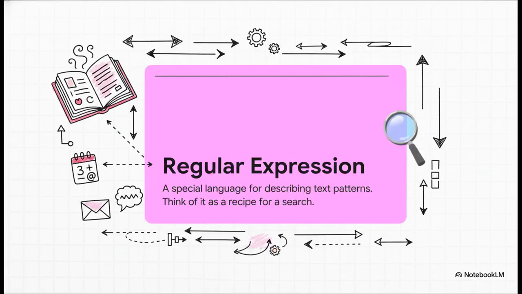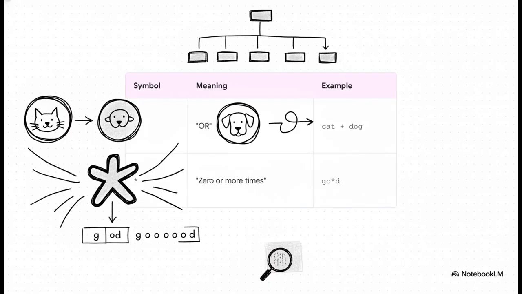And the recipe for that search is often written in a special language called a regular expression, or just regex for short. It's basically a super compact way to describe any pattern you can imagine, whether it's an email address, a phone number, or just a simple word. For example, the plus sign just means or. So cat plus dog tells the machine to find either the word cat or the word dog.